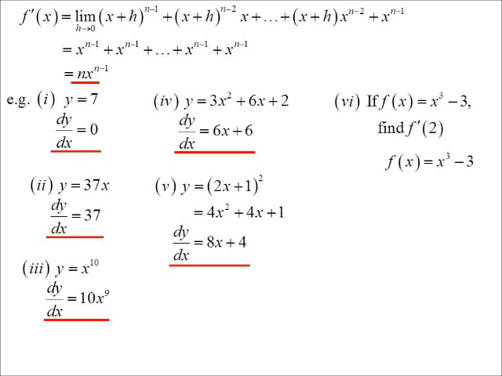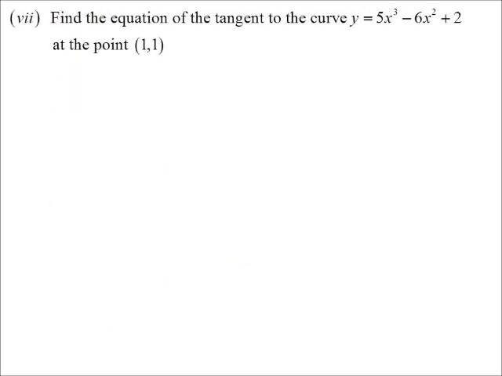So we need to differentiate the x cubed minus 3, 3x squared. Now we substitute the 2 in, 3 times 2 squared, so the gradient function would be 12 at that 2. So back to what we were looking for. Let's find the equation of tangents.